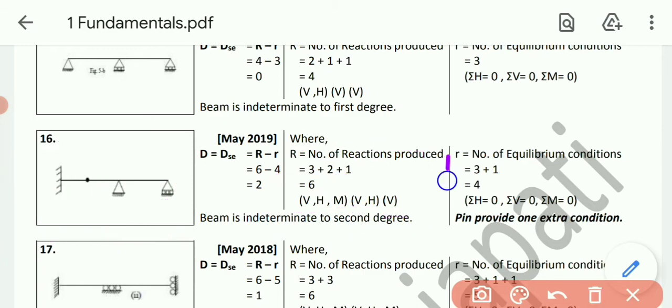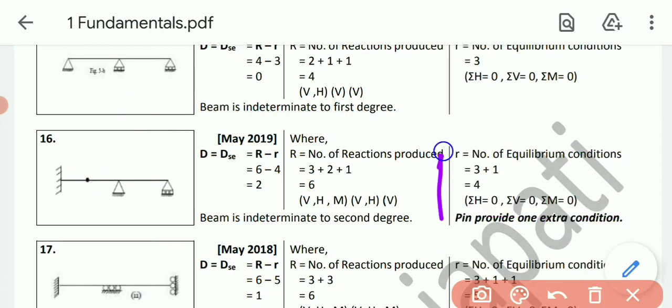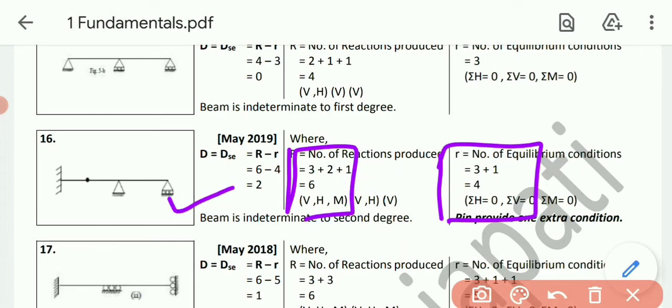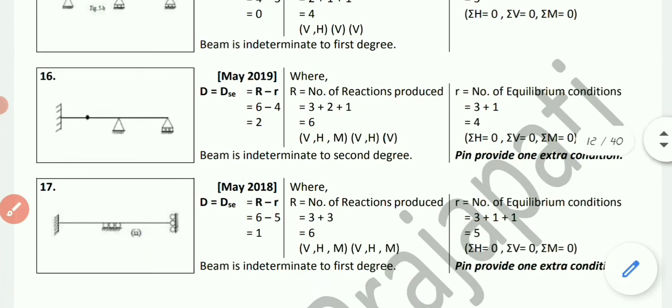While talking about small r, we have 3 regular equations, and over here 1 pin is given to us. Now what does a pin do? A pin provides 1 extra condition, so 3 plus 1. So ultimately small r will be 4. Over here R is 6. So finally ds equals capital R minus small r, that is 6 minus 4. So answer is 2. As it is 2, the beam is indeterminate and indeterminate to second degree.